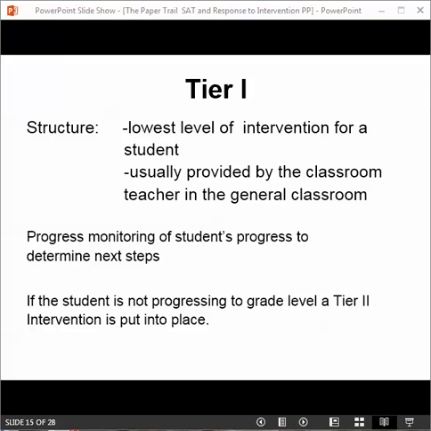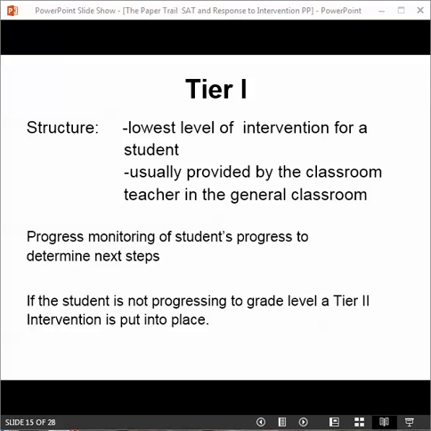So Tier 1 is the lowest level of intervention for a student. It's usually provided in the classroom by the gen ed teacher, just something kind of basic. You progress monitor the student's progress to determine the next steps, and if the student's not progressing to grade level, the team would determine that they would move to a Tier 2 intervention if that's necessary. So once the Tier 1 is put into place, they do it for a specific amount of time.